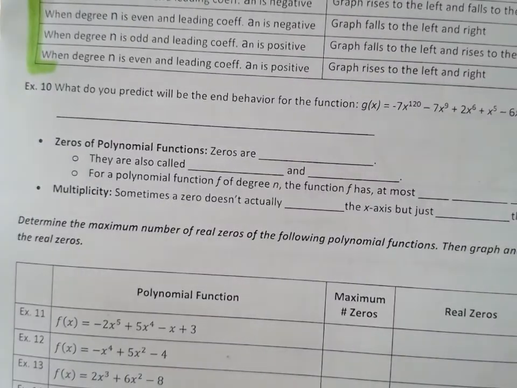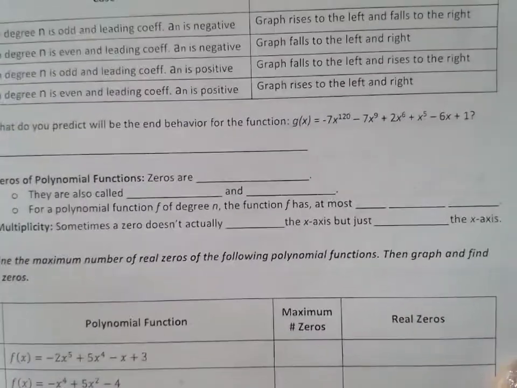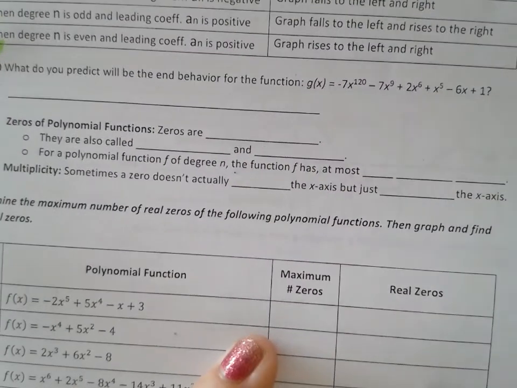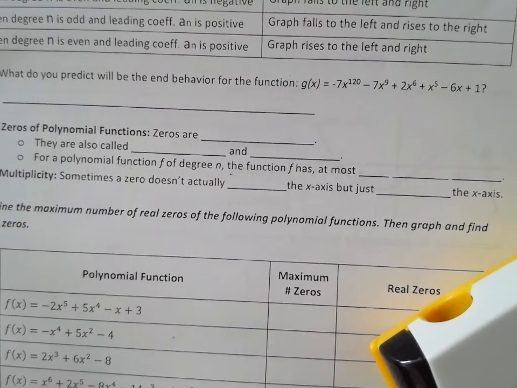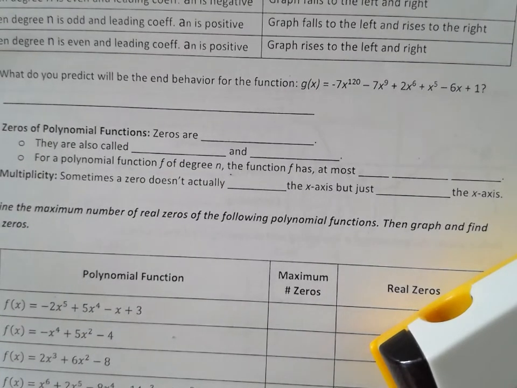I want you to try number 10. I don't want you to graph it in your calculator. I just want you to think through it, right? We have a degree of 120, but even that you should be able to think about what your leading coefficient is and what your degree is and be able to tell me what the end behavior of this function will be. I'll give you a moment.